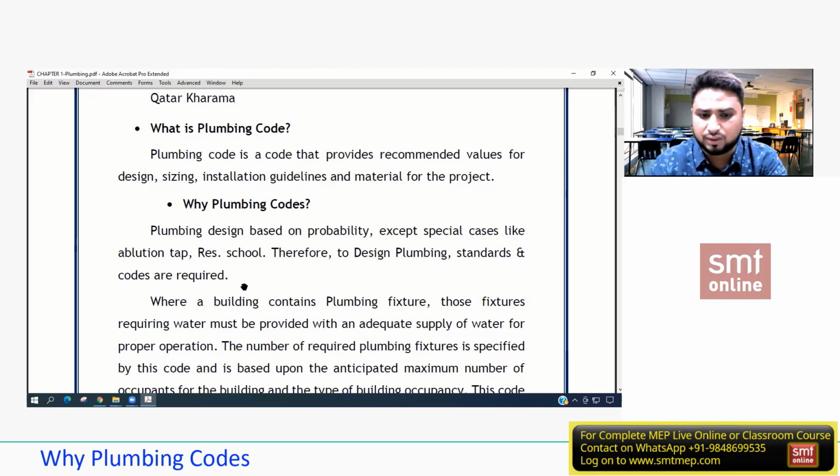For example, there are different applications. One is residential, which is what we are going to deal with. One is industrial, one is commercial, or I can say everything comes under commercial. But in plumbing, I'll be saying only two things, because as per the codes there are only two: one is public, one is private.